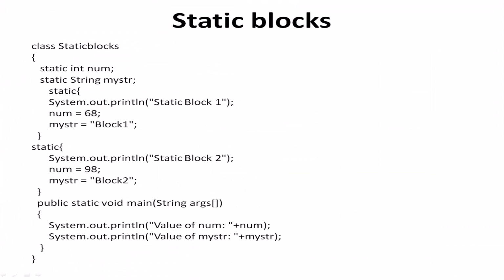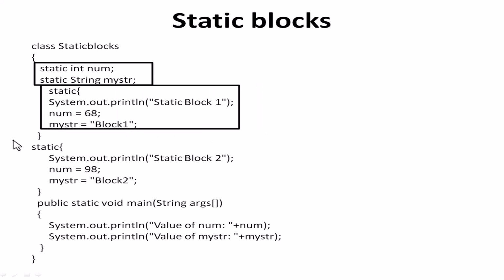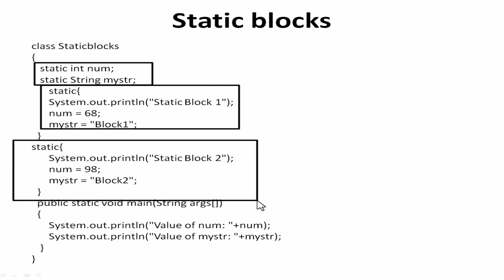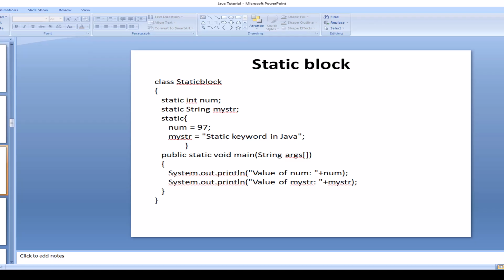Next, creating multiple static blocks. Here we have declared a static integer number and my str. Now you have created an additional static block, one static block and another static block. Here you have declared number equal to 65, block 1, and number equal to 98, block 2. Now you are going to call number and string. Whenever you execute the code, let us check what will happen.